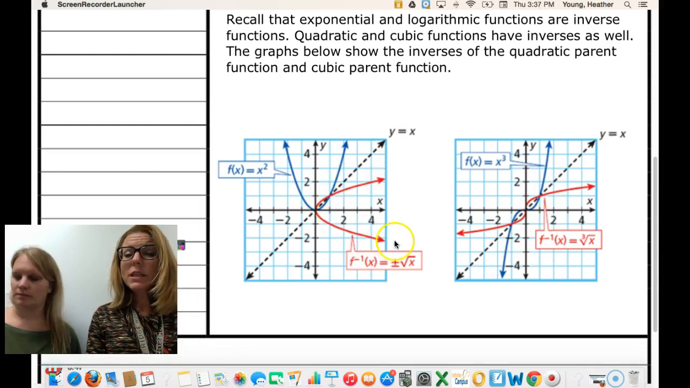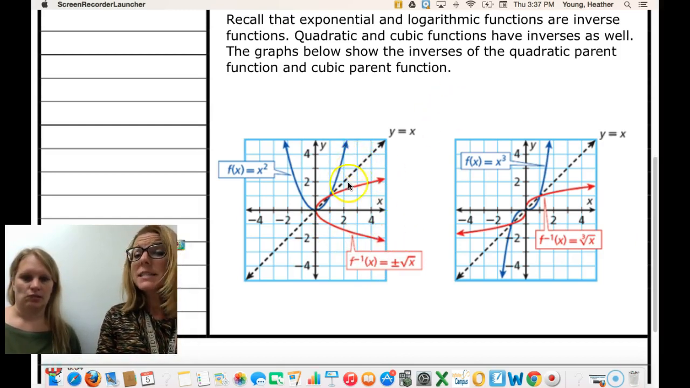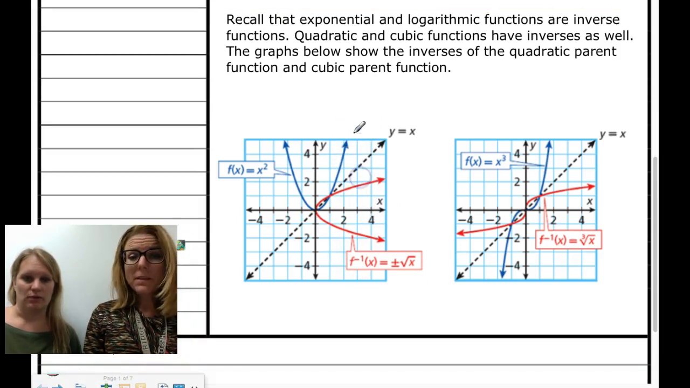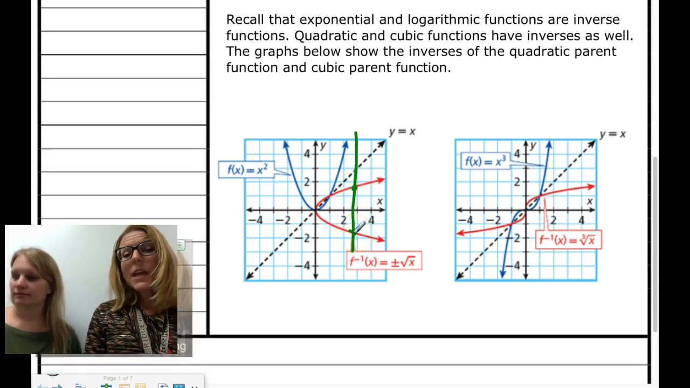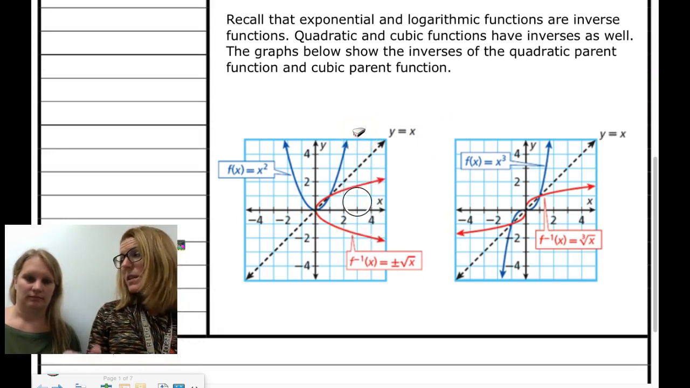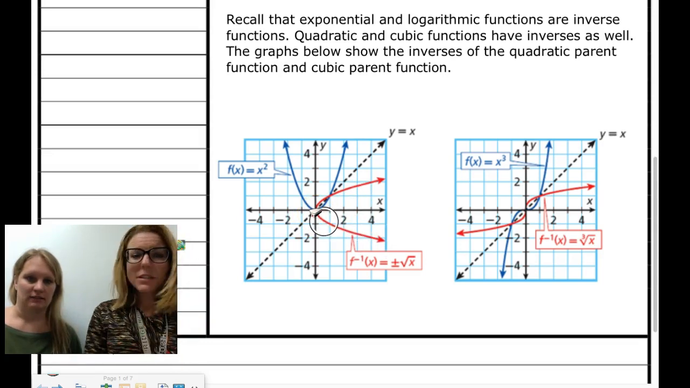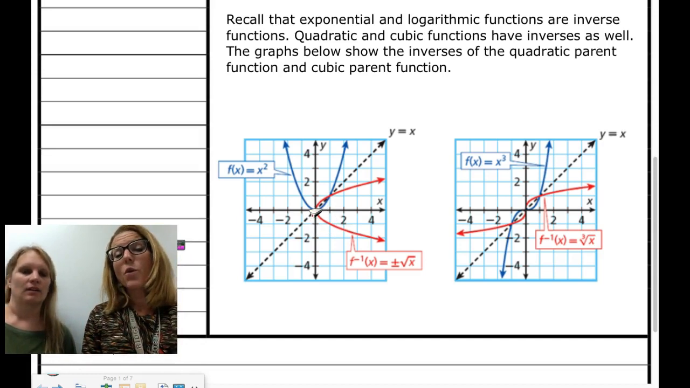Notice the inverse here in red. It's plus or minus root x. That is not a function by the vertical line test. If I draw a line straight down, it hits it in two spots, so it's not a function. However, if we just focus on the function square root of x, the positive side, not this bottom side, then it would be a function. And that is what our focus is going to be today.